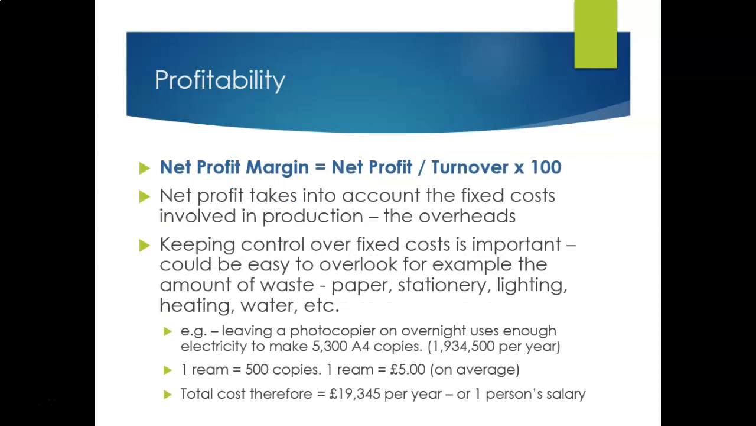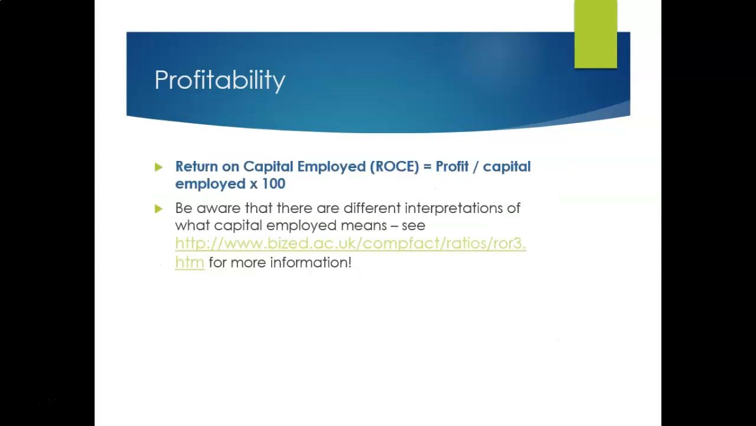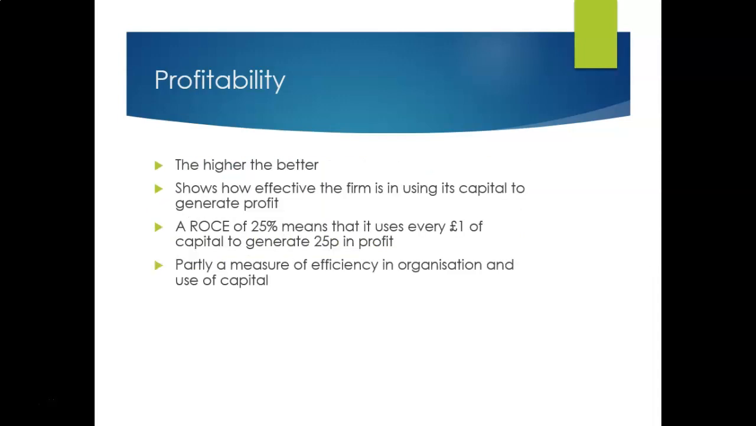Net profit ratio formula will be net profit divided by turnover into 100. Net profit takes into account the fixed costs involved in production, and the higher the better. One more ratio can be return on capital employed, ROCE. The formula will be profit divided by capital employed into 100. And these ratios are higher the better. And these ratios show how effective the firm is in utilizing its capital to generate profit.